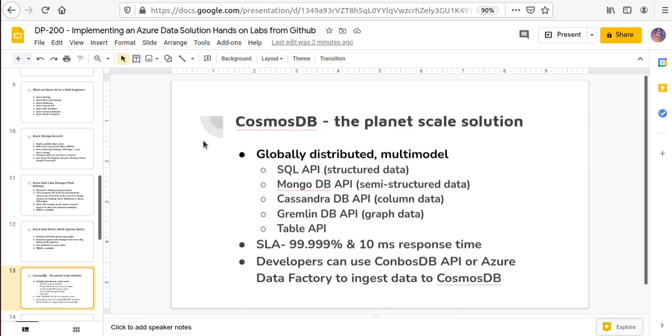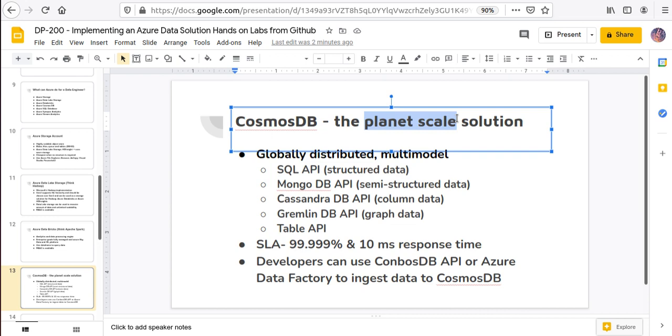Alright, then comes Cosmos DB. So Cosmos DB, when I first started learning, I learned this term for the first time. It's a planet scale solution. That means Cosmos DB is everywhere, available for high availability. It supports 99.999% SLA and less than 10 millisecond response time, which is unbelievable.